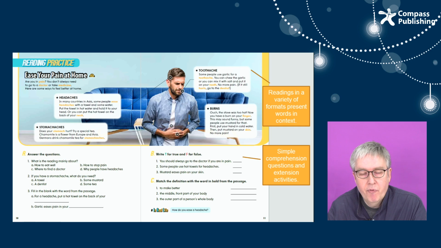Then there's reading comprehension questions. And then they're given opportunities to use the vocabulary in a more authentic way. That's in the extension activities.